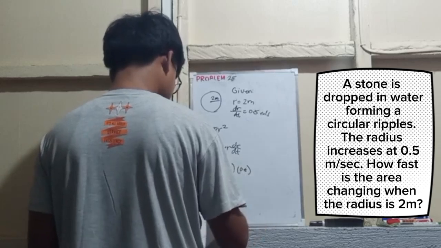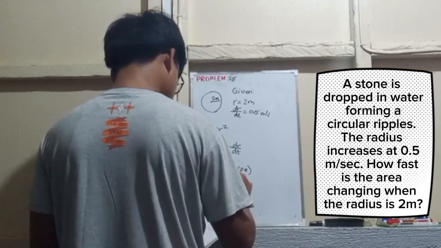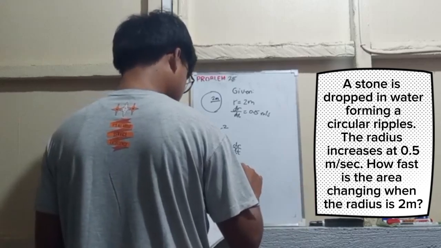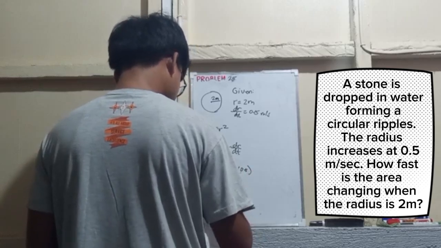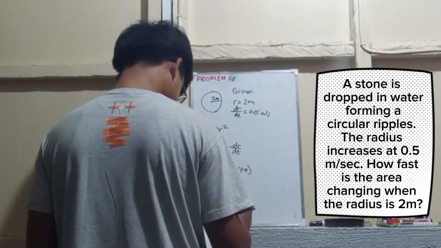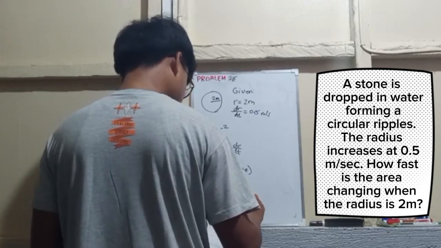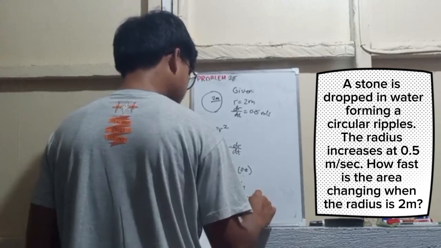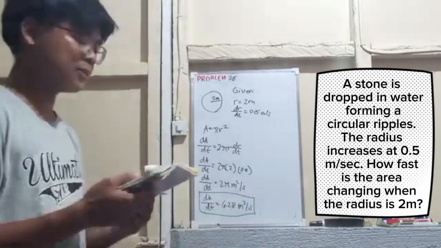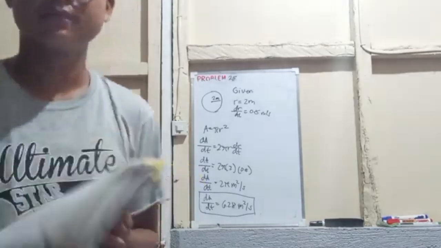Then now solve, we will get the value of 2 pi meter squared per second, or we will get the value of 6.28 meters squared per second. So now we have the final answer of the rate of area as 6.28 meters squared per second. We'll proceed to our next problem.